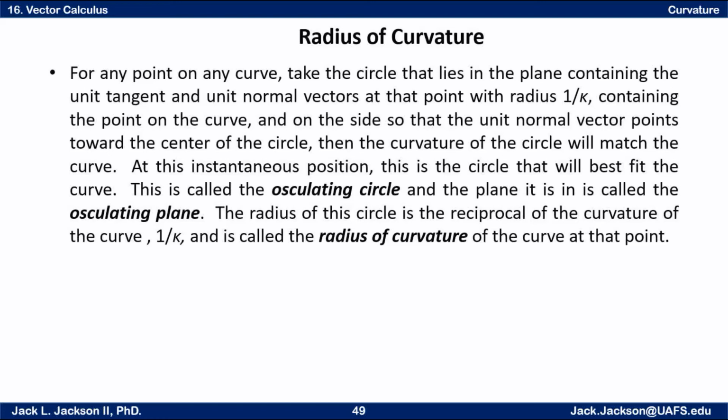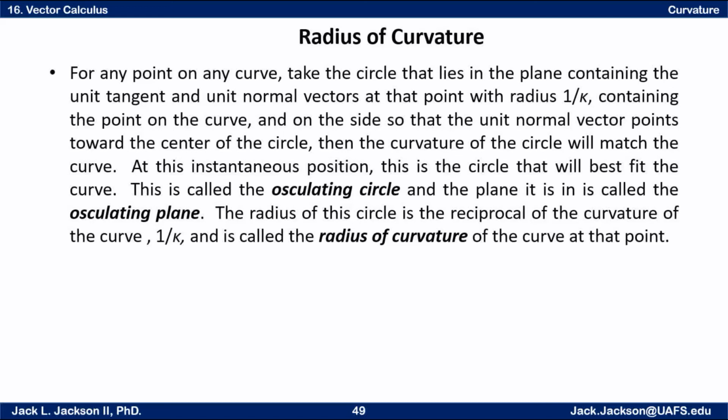And that will be called the osculating circle. And the plane that it's in is called the osculating plane. And notice that the radius of this circle is the reciprocal of the curvature of the curve, 1 over k, and that is called the radius of curvature of the curve at that point.